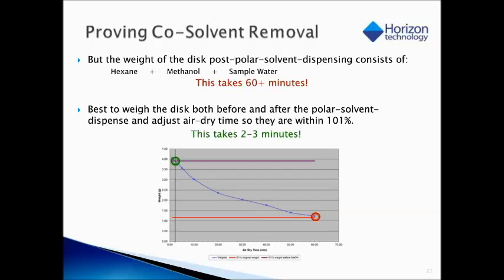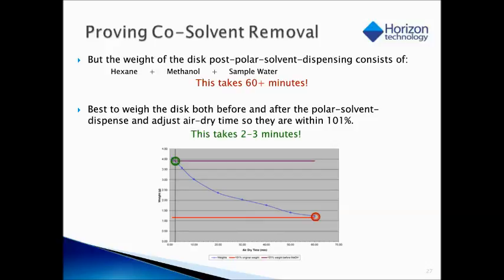Another thing to note is that the procedure that is outlined within that method is given inside of a note. It's not given as a requirement, it's just given as a suggestion for a technique on how to perform this. So we're not going to be in violation of any method as long as we are attempting and proving to auditors and to ourselves that the co-solvents have been removed.